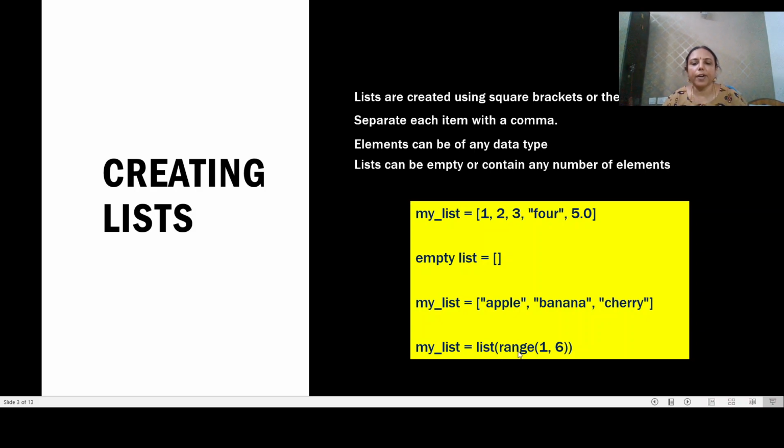Within the list function, we have a function called range, which specifies the values from 1 up to 5, excluding the end value. So you will get as a return all the values from 1 to 5, enclosed in square brackets, and it will be stored in my list.